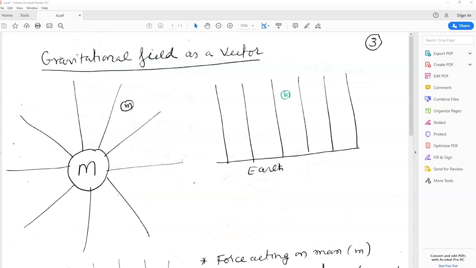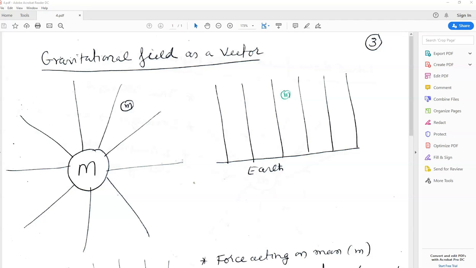In all my previous videos, I have been solving problems related to gravitational field by just using the value of the field. But a gravitational field is a vector quantity. It has both magnitude and direction. So you should be able to draw the direction of the gravitational field as well as the force acting on the object in this gravitational field.